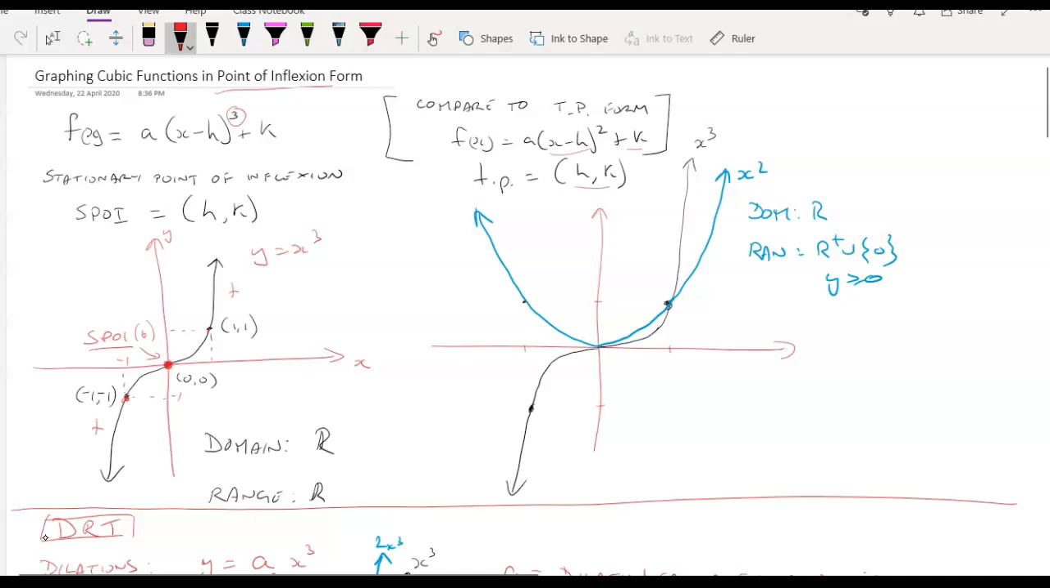The domain, or implied domain, of a cubic is all real numbers. There's no restrictions, there's no fractions or square roots to restrict the values of x you can put into the function. The domain is R, the range is also R.